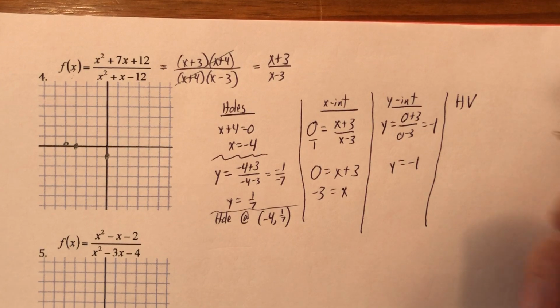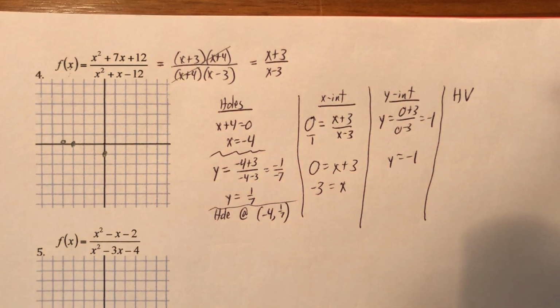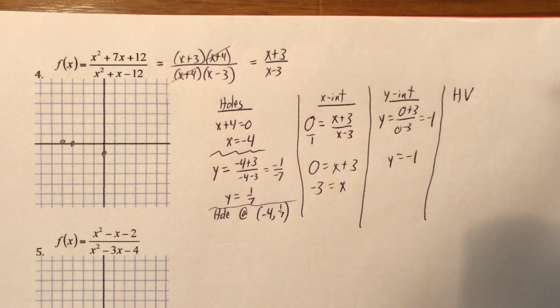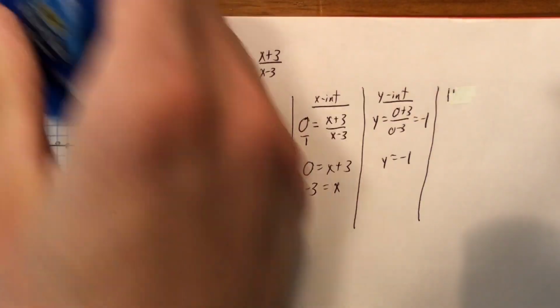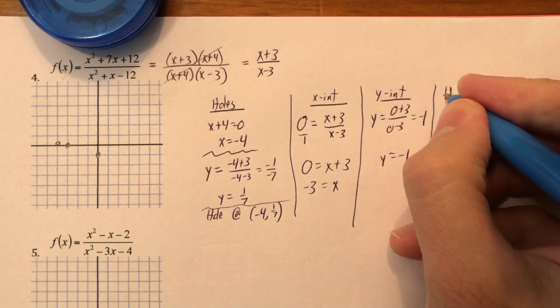And I put HV. Horizontal asymptote does not have a V in it. Horizontal. Can't get my whiteout to work either. And my aim was off. My goodness, it's a mess.